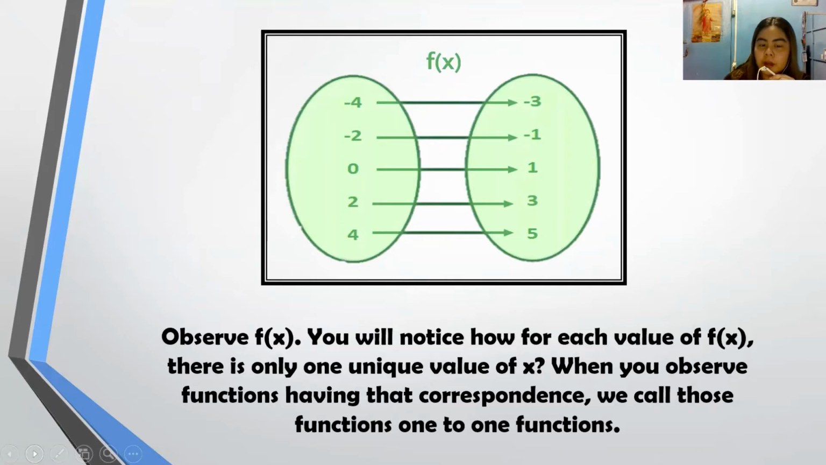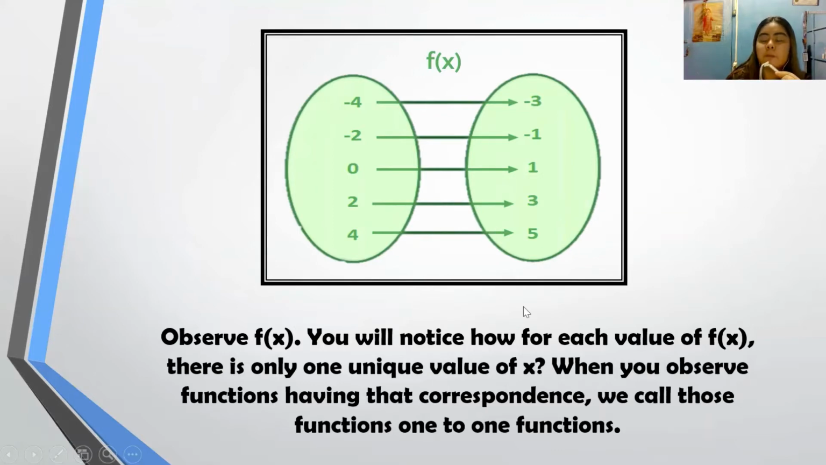Observe the mapping diagram of f of x. You will notice how for each value of f of x, there is only one unique value of x. -4 is to -3, -2 is to -1, 0 is to 1, 2 is to 3, and 4 is to 5. When you observe functions having that correspondence, we will call those functions one-to-one functions.